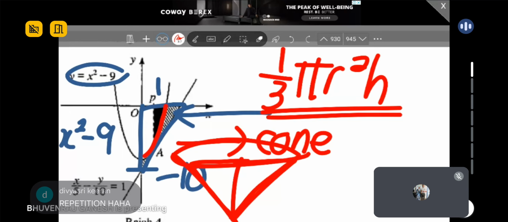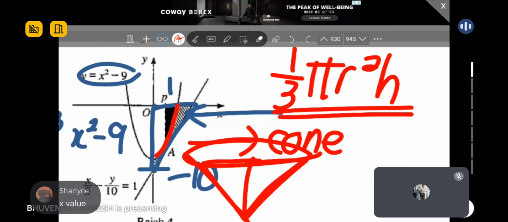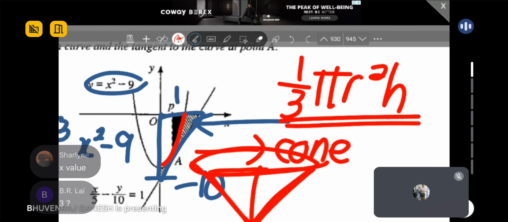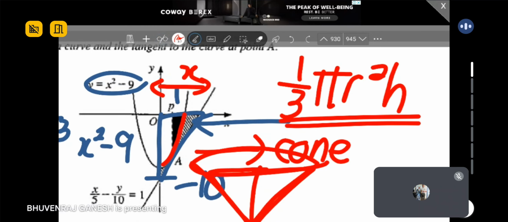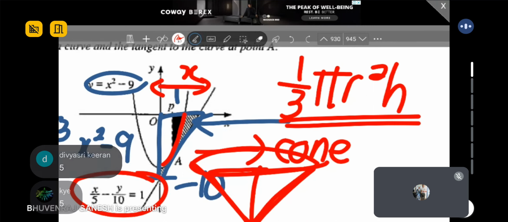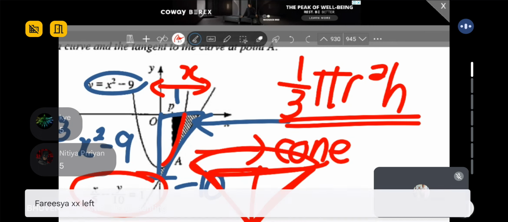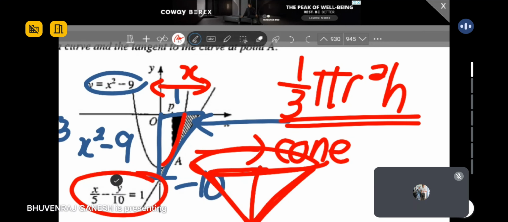How do I remember all the formulas? Yes, repetition. Continue doing many questions. Yes, very good, Charlene. Your x value is the radius. So you just need to find the x-intercept of the straight line. So guys, what is the x-intercept of your straight line? May I know? Yes, 5. You just refer to the value here. Nilai dia 5.